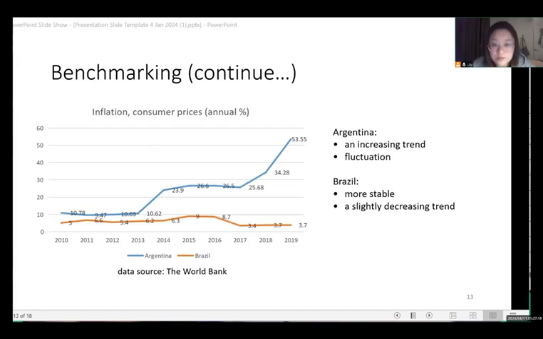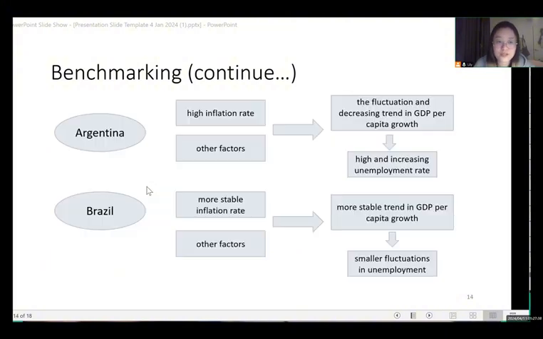Argentina experienced fluctuations of high inflation rates over the decade. Brazil's inflation rate is always lower and more stable than Argentina's inflation rate. In general, Argentina's inflation rate shows an increasing trend, while Brazil's inflation rate remains stable and has a slightly decreasing trend. The fluctuation and decreasing trend of Argentina's GDP could result from its high inflation rate and other factors like economic policies and external market environment. Brazil's comparatively more stable growth in GDP per capita is likely influenced by its more stable inflation rate.